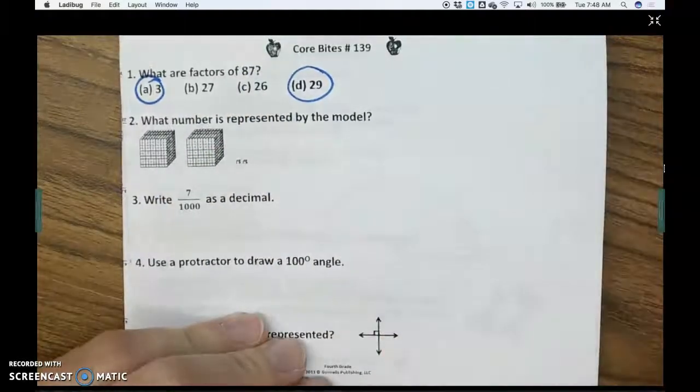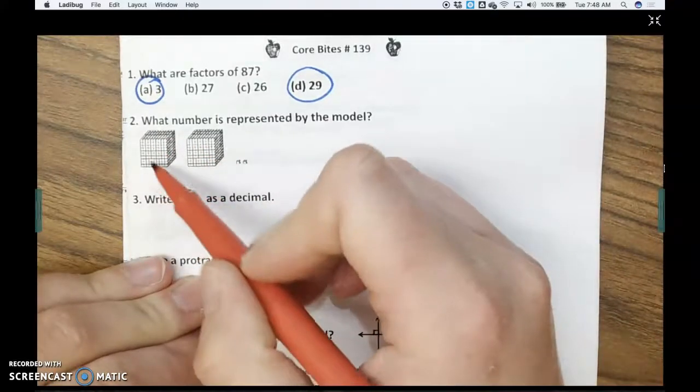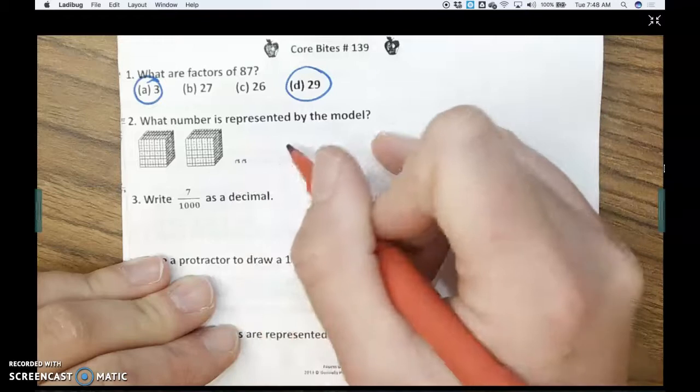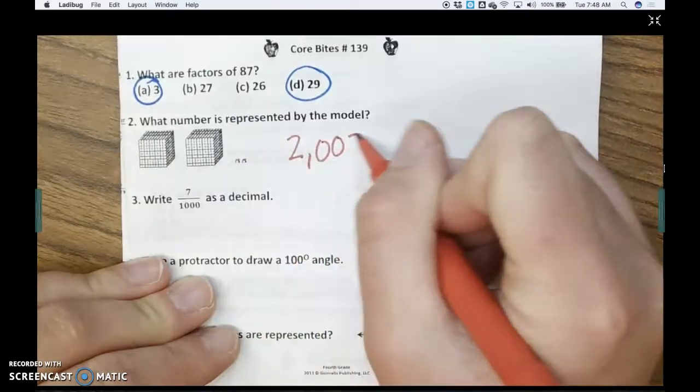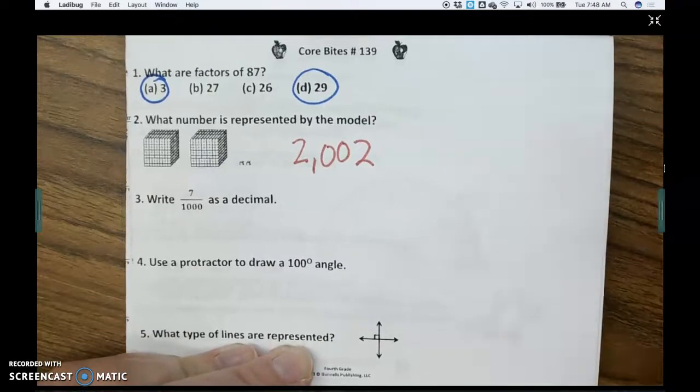Okay? For the second one, you're looking at the model. You've got to figure out how many blocks there are. So a cube, this would equal 1,000, and then you have 2 ones. So this would equal 2,002.